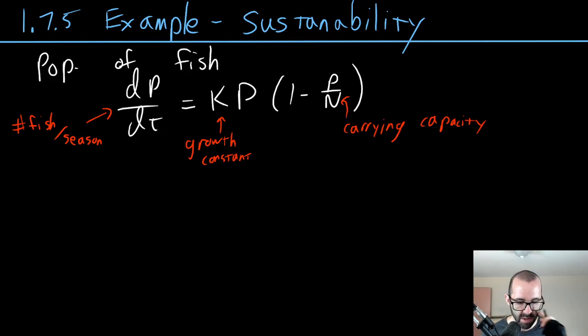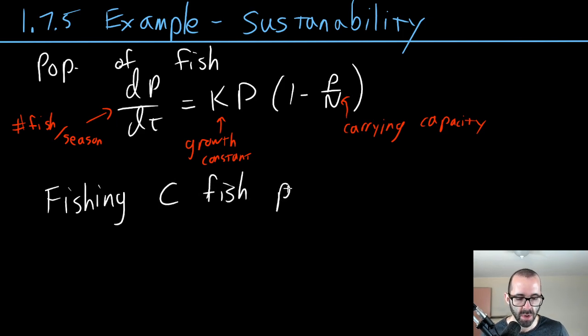because what we're going to be curious about is, what if we're fishing, and we're fishing up C fish per year? This is one of the powers of modeling. If we're fishing C fish per year, how does that affect the model? Well, it's quite good, or not good for the fish, but it's good for the power of mathematical modeling, because we have this and we're losing C fish per year.